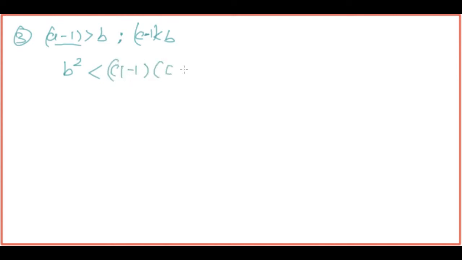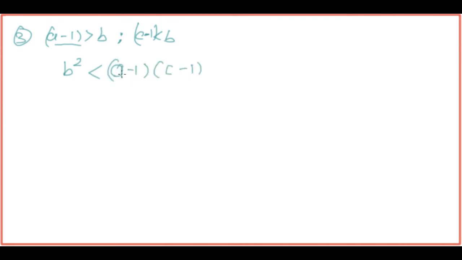Then let me just write the third case, right? And then I had a minus 1 is greater than b. This is easy to find. This I will be telling you how. And c is less than b, right? C minus 1, right? So basically if you see the equation clearly, b square should be less than (a minus 1) into (c minus 1).